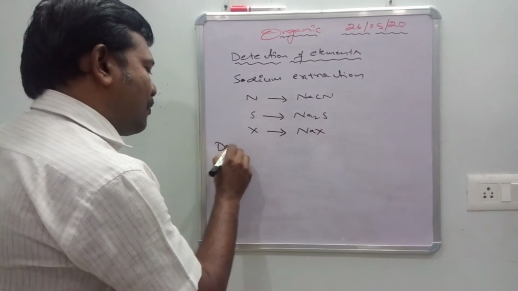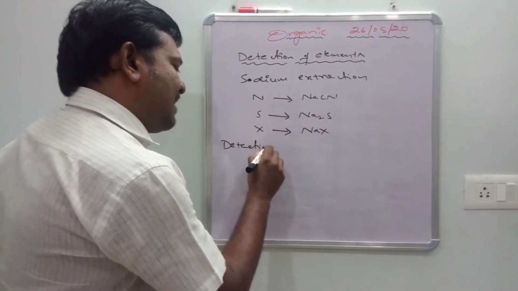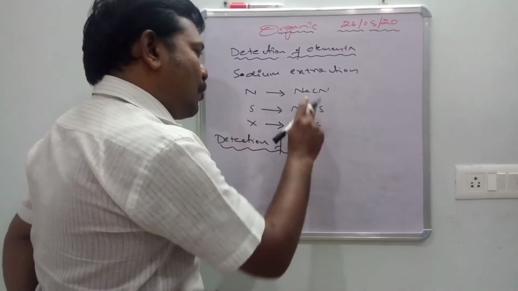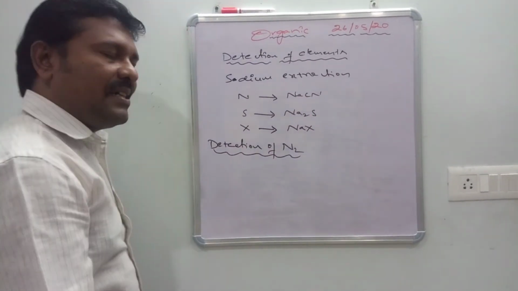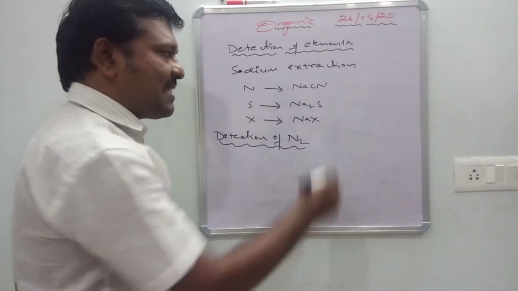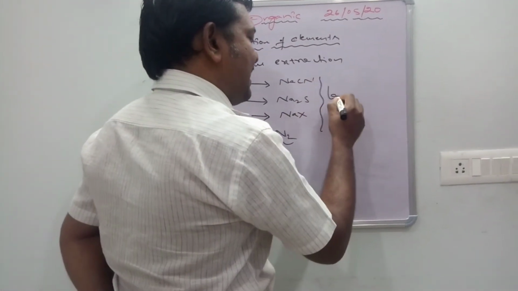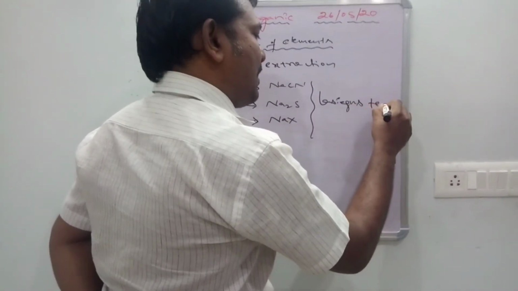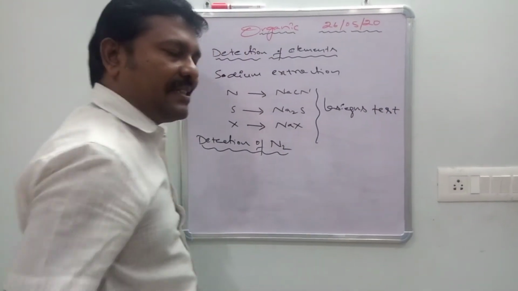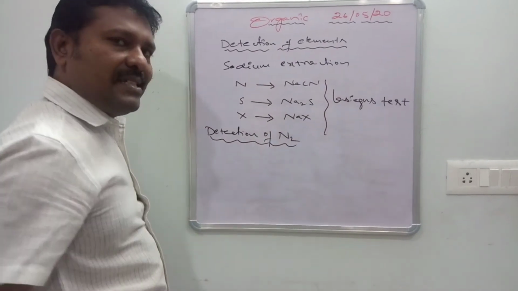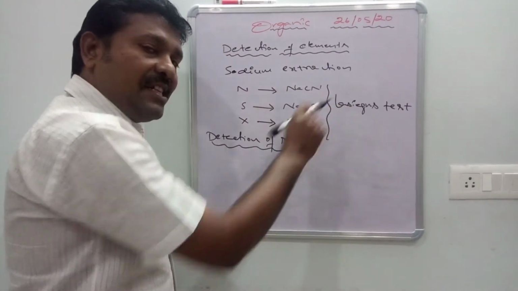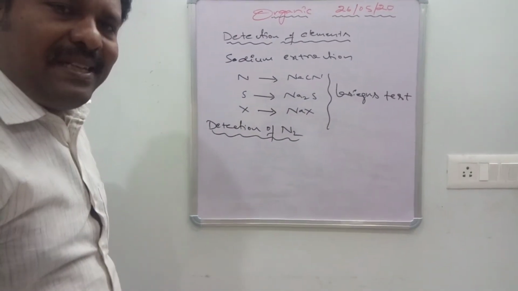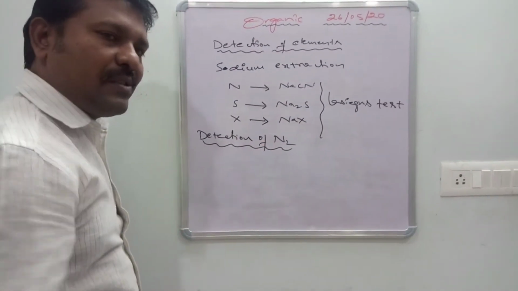Detection of nitrogen. The sodium extract, when treated, gives sodium cyanide. These tests are known as Lassaigne's test. Detection of nitrogen, detection of sulfur, detection of halogen: Lassaigne's test. What is the meaning? Lassaigne's test means detection of nitrogen, sulfur and halogen.